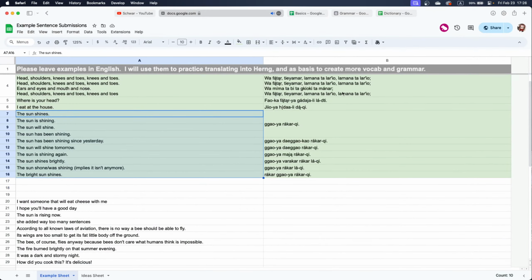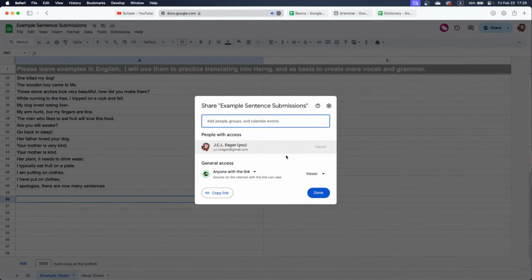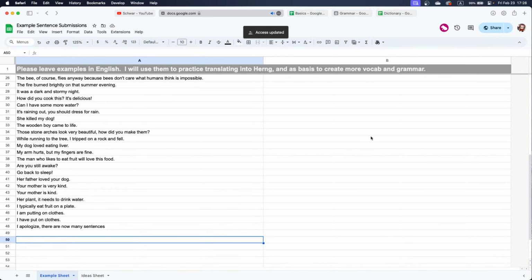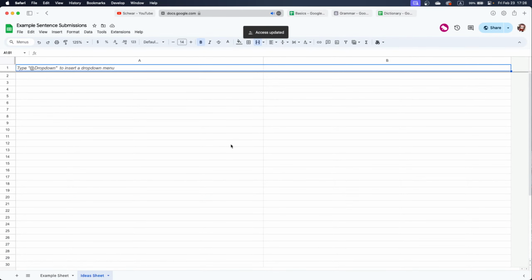You don't have permission to add sentences? Share? Oh, no idea why that updated. There, you can add sentences now. I was wondering why.